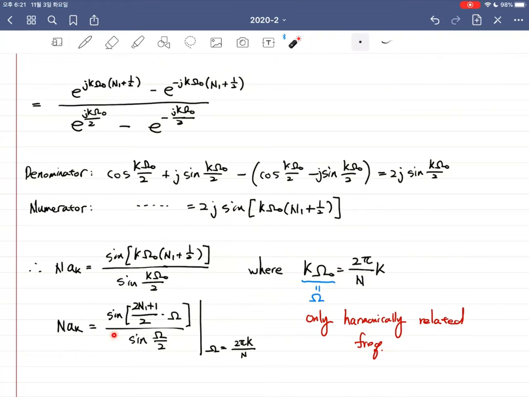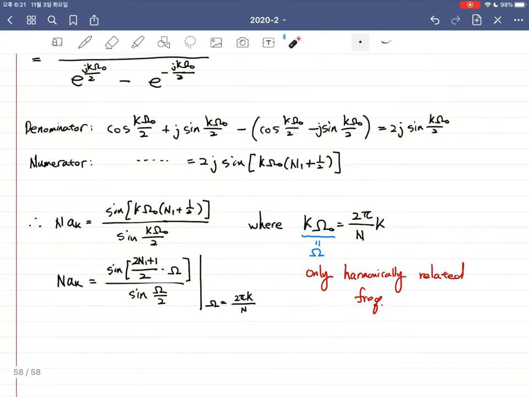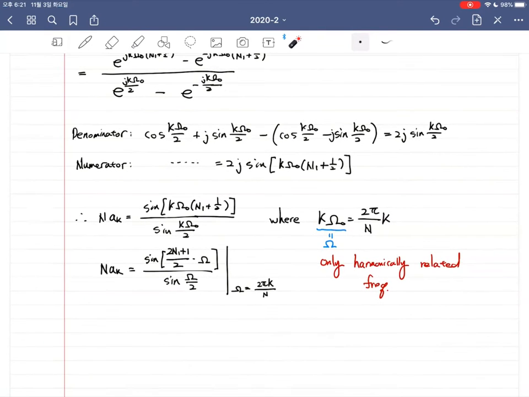Therefore, if you do that, I can have this formula, this solution, where we have to put capital omega as 2 pi k over N. So only the harmonically related frequency can be used for this capital omega.